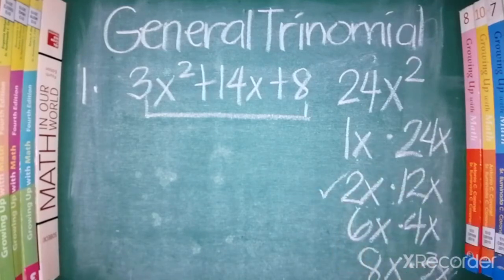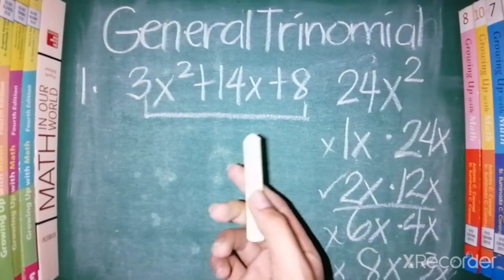So we're going to proceed. Maybe there are others also. So 6x plus 4x, that is 10x. So wrong. Then we have 8x plus 3x, that is 11x. So we have 2x and 12x. So we are going to use these factors.